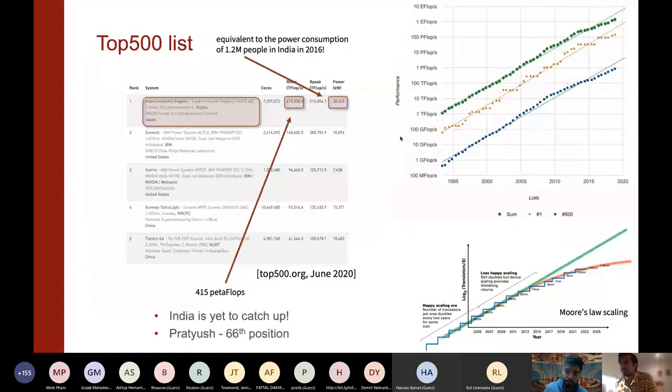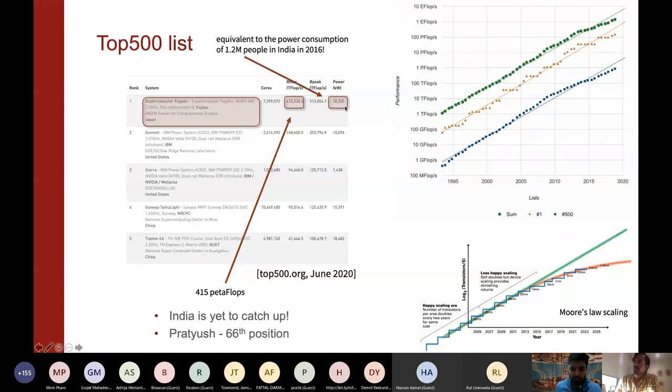So if we look at these, the Top 500 list is a list of the top 500 supercomputers in the world that they publish once every 6 months. This is the latest, published in June 2020. We can see that the first computer is called Fugaku. It's in Japan, and it uses 28 megawatts of power, and it can do 415 petaflops of computation.